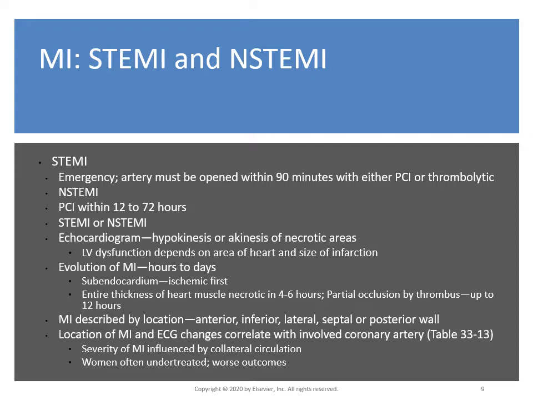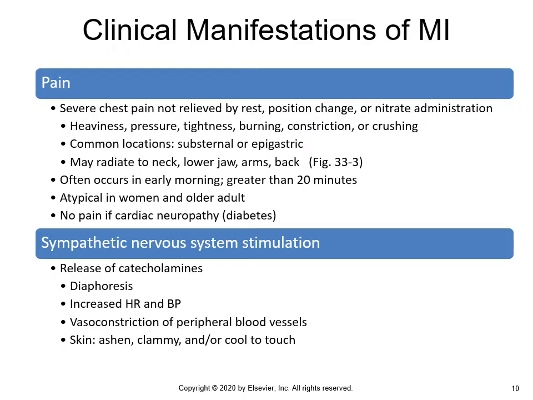the same degree of disease. Chest pain not relieved by rest, position change, or nitrate administration may mean the patient is having an MI. Persistent and unlike any other pain, it is usually described as heavy pressure, tight, burning, constricting, or a crushing feeling. Common locations are the substernal or epigastric area. The pain may radiate to the neck, lower arms, or to the back. The patient may relate it to indigestion, taking antacids without relief. It usually lasts for 20 minutes or longer and is more severe than chronic angina pain.